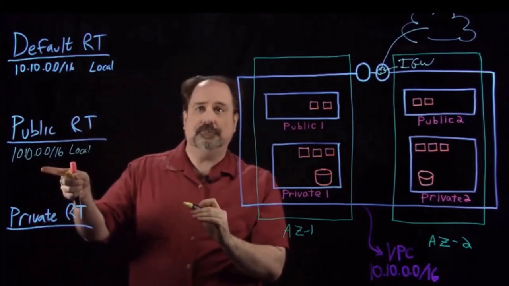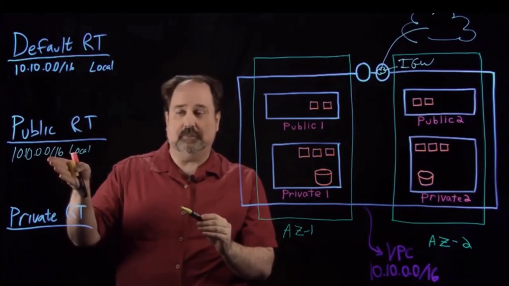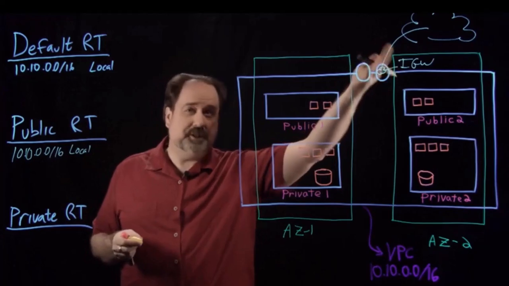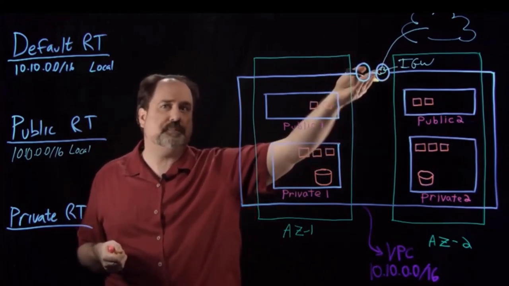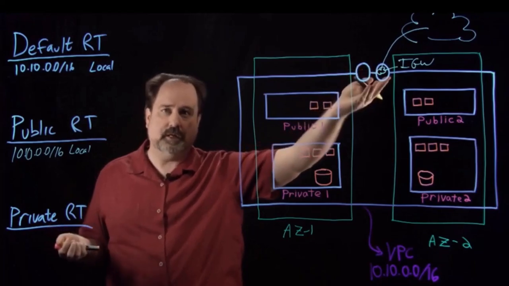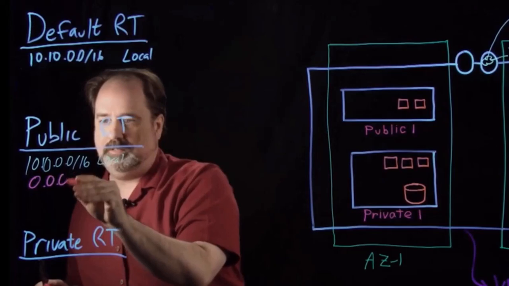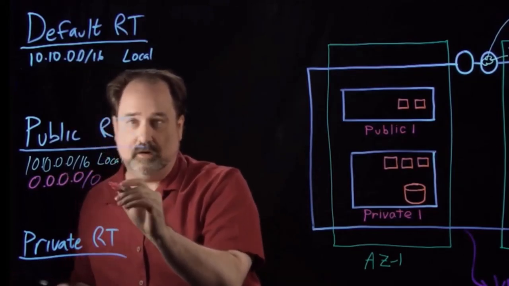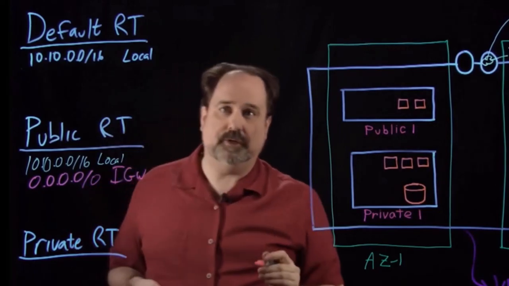That stays local. Now what we want to do is authorize the public route table, anyone associated with it, to have access to go out the IGW. Well, which IPs are we targeting? We're targeting the entire IPv4 spectrum. So how do we do that inside of notation? 0.0.0.0/0, every address, goes out the IGW.